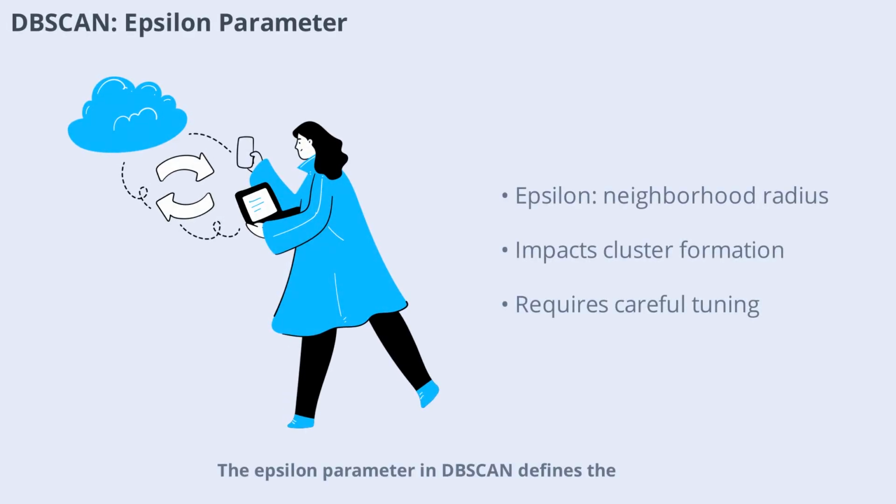The epsilon parameter in DBSCAN defines the radius of a neighborhood around a data point. If other points fall within this radius, they are considered neighbors. Choosing the right epsilon value is crucial. Too small and clusters may be fragmented. Too large and distinct clusters may merge. The optimal value depends on the dataset and often requires some experimentation or visualization to determine.